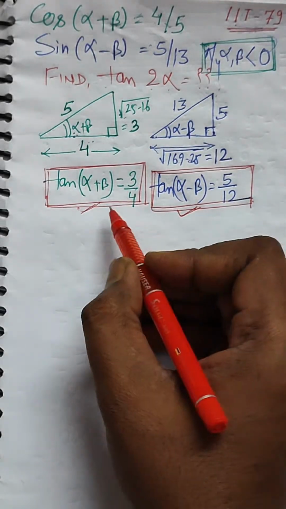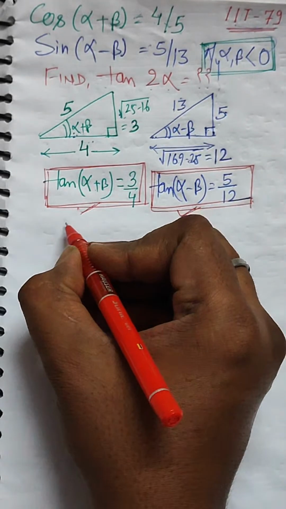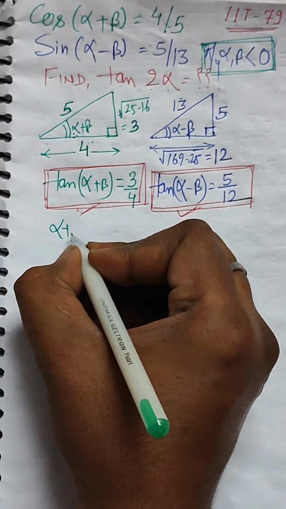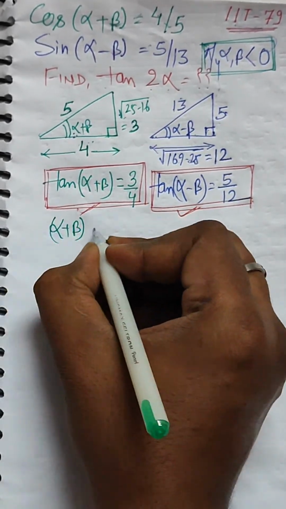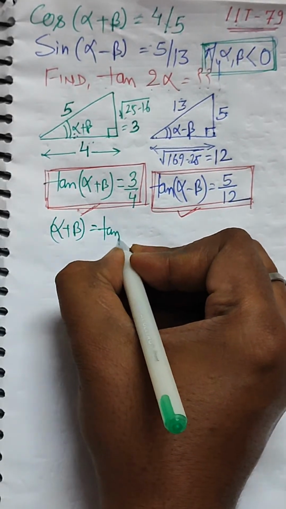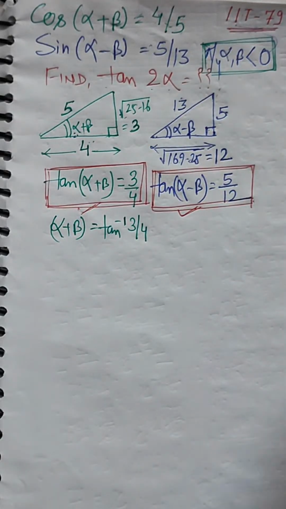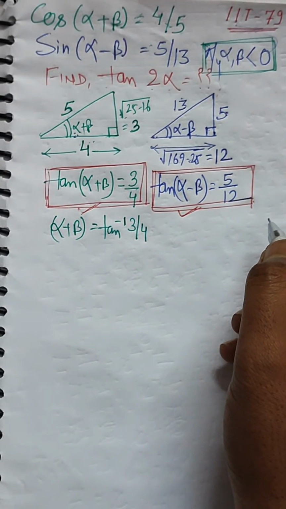Now let us see how we are going to solve it. From here, can we write that the value of alpha plus beta is tan inverse 3 by 4? Tell me, can we write it?